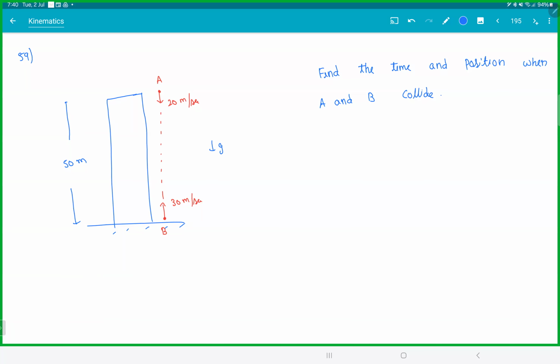Remember the process. The steps are the same. Step 1, choose anyone whom you want to stop. I will choose B. I can choose A also. I'll choose A.